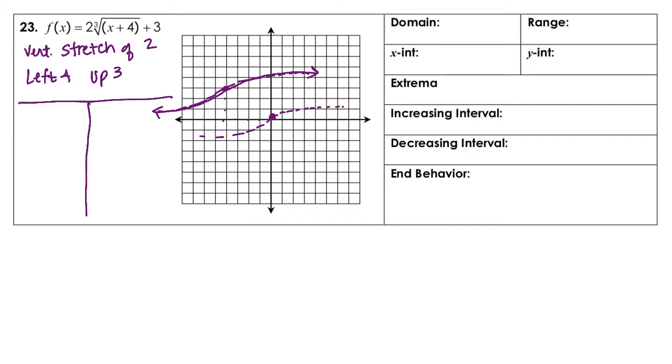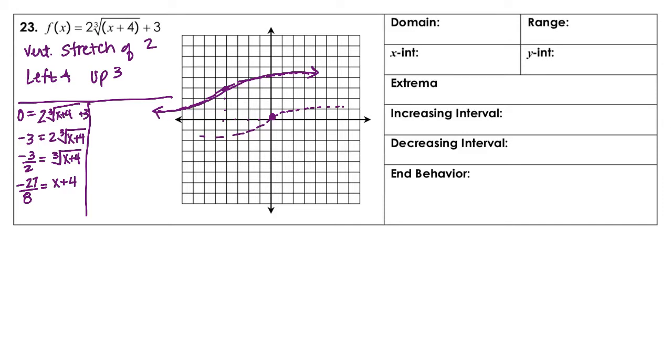And so looking at some of our points that we need to find, if we go through here finding those intercepts, again, if we let f of x be 0, and we have 2 times the cube root of x plus 4 and then plus 3. So I'm going to subtract 3 over. So 2 times the cube root of x plus 4. Divide by 2. So definitely going to get some fraction mess here. We need to cube both sides. So I'm going to have negative 27 over 8 equals x plus 4.